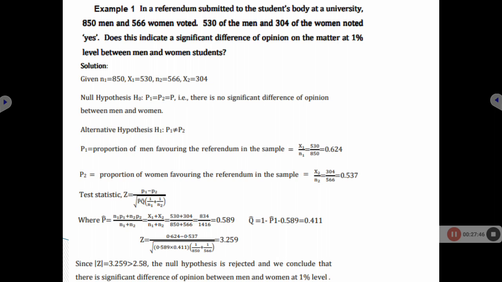So here we have considered the two-tailed test. So we have to compare our calculated value with the standard value for 1%. They have given the level of significance as 1%. So the standard value for 1% is 2.58. The calculated value that we have found here is 3.259, which is greater than our standard value. So here we are going to reject our hypothesis.